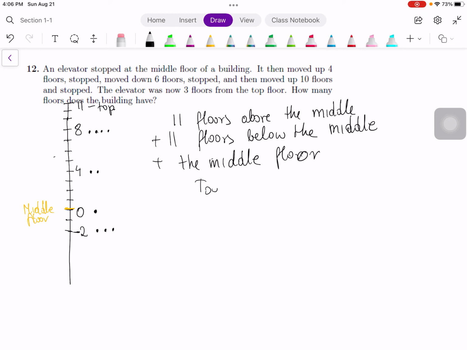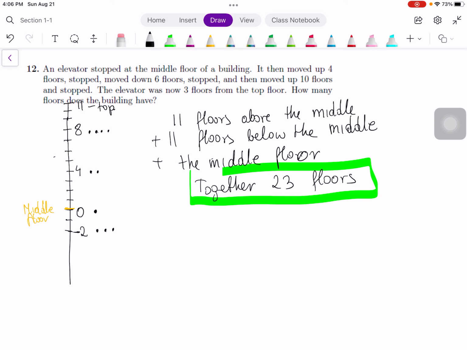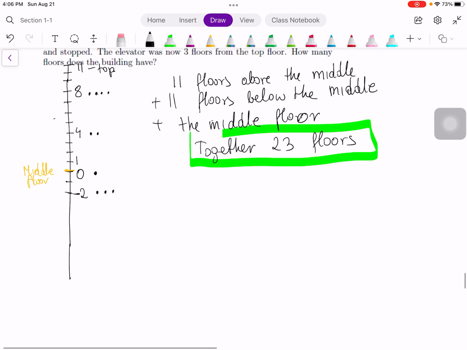So together we have 23 floors, right? Again, if this was the 0th floor, then I ended up having 11 above it and 11 below it. You can visualize that as -11, more or less. So I have 11 below, 11 above, and the middle. Together, 23 floors.